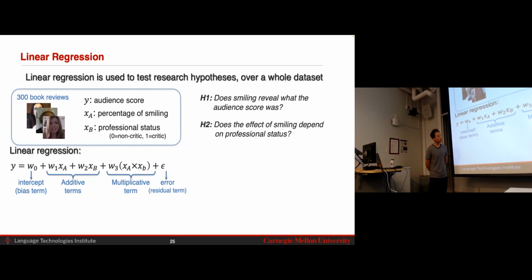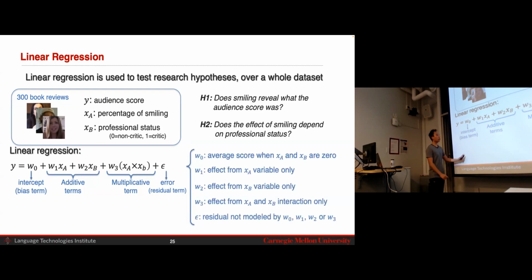And I might have two hypotheses. My first hypothesis is, does smiling, my first feature, XA, reveal what the audience score was? That's my first hypothesis. And my second hypothesis is an interesting one. Does the effect of smiling depend on professional status? Right? So you're not actually taking a relationship between the features and the label, but rather relationships between two features, XA, smiling, and XB, whether the person was a critic or not.